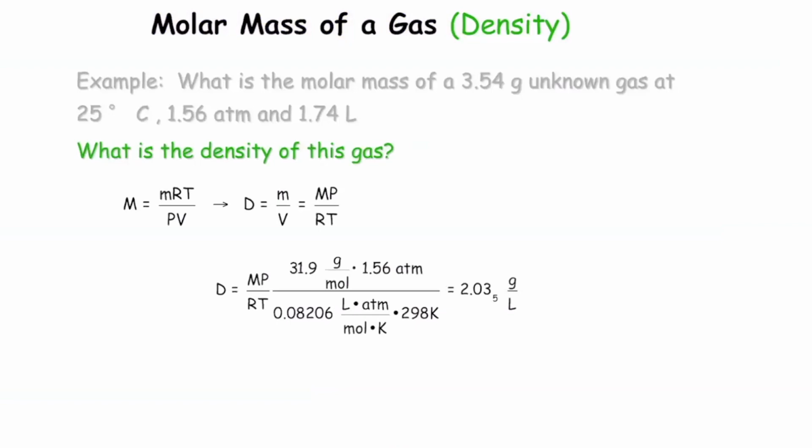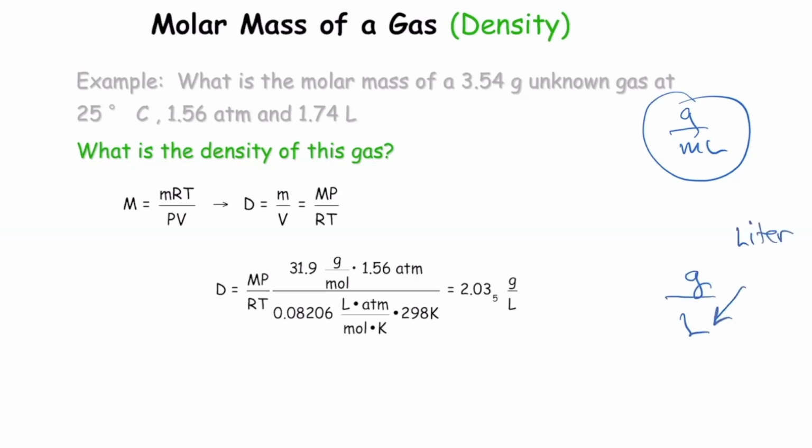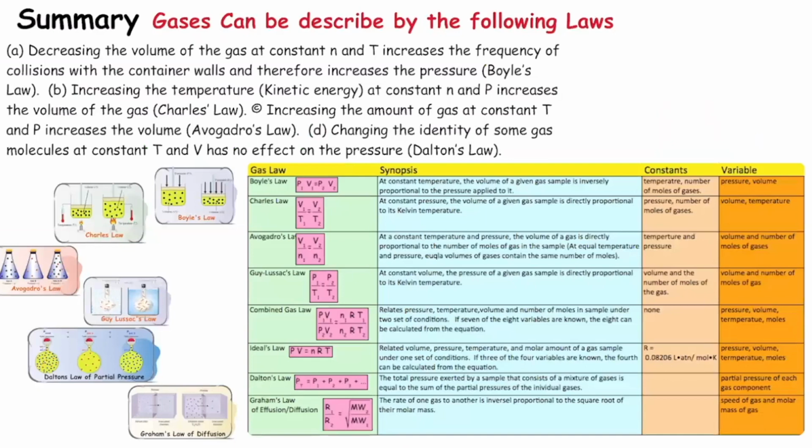It's 2.03 grams per liter. Remember that when we're talking about liquids, density is grams per milliliter. When we're talking about gas, it's grams per liter, not milliliters, because the density of a gas is so small, we need a bigger volume to get good numbers. So keep that in mind. That pretty much summarizes how you would approach gas law problems.